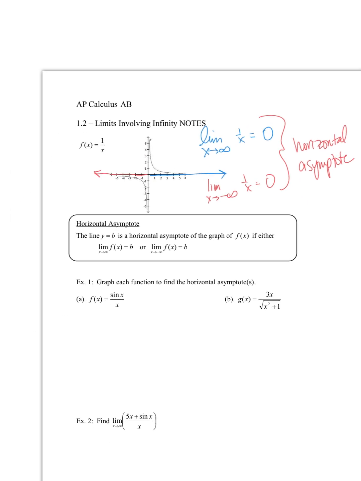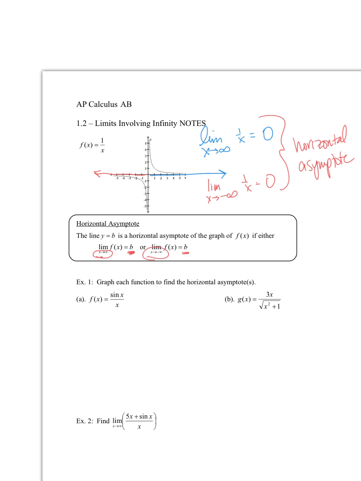Okay, so in the rounded rectangle, you can see the definition. The line y equals b is a horizontal asymptote of the graph if either the limit as you're approaching the right is that number, or the limit approaching infinity from the left is that number.